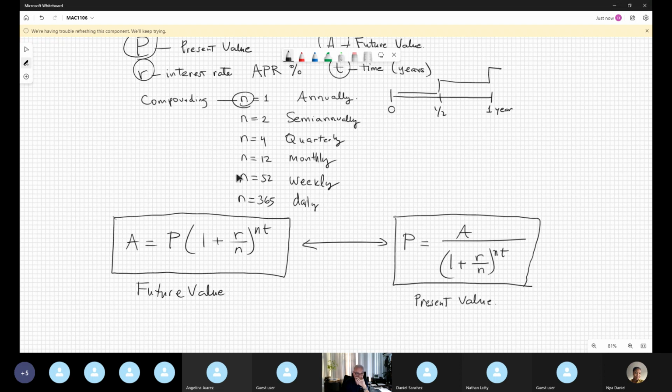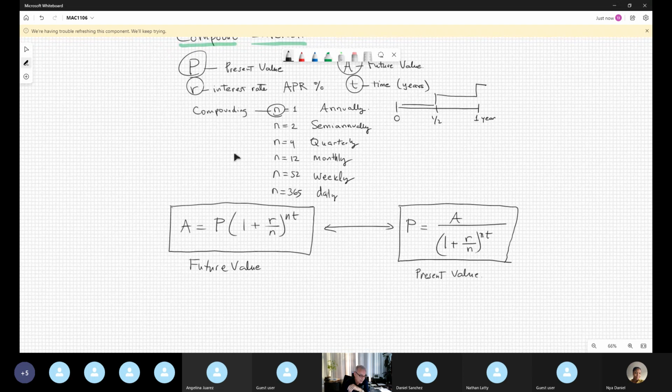We have another possibility. So this is when you have discrete compounding. What does discrete mean? Discrete is that my money increases like stairs. Suppose I have present value, increasing like a stair. And the step of the stair depends on the compounding, annually, semi-annually. This is discrete.